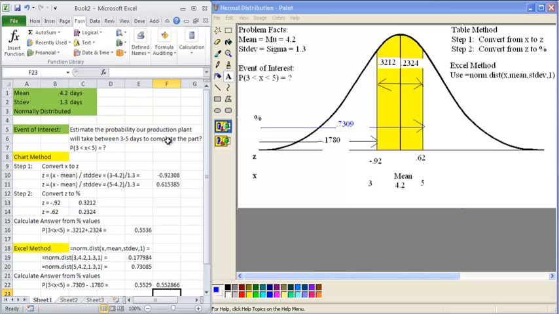Next video is going to cover how to go from percentage values to X scores.